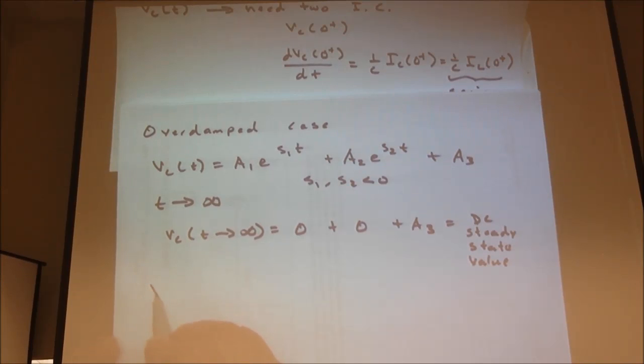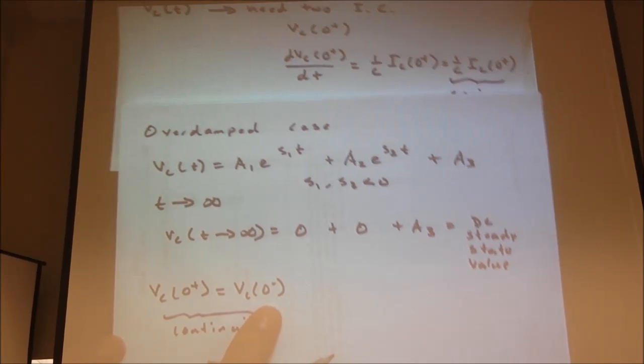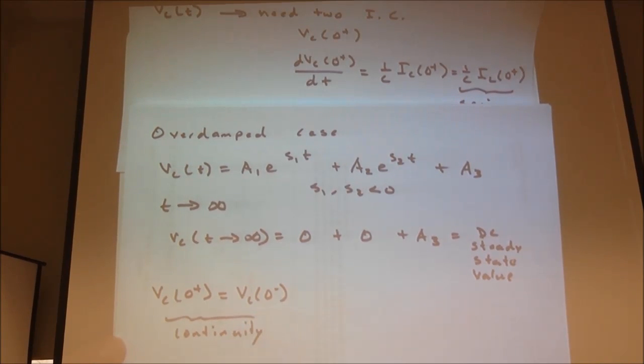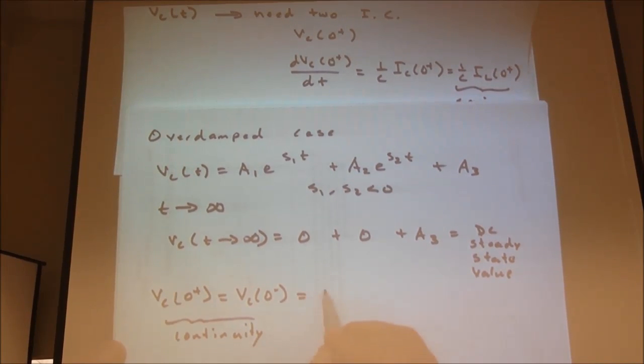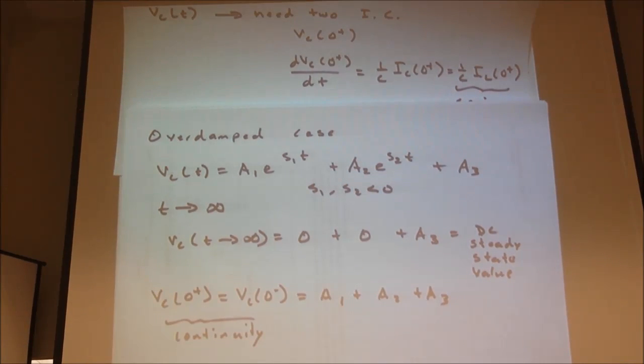VC(0+) equals VC(0-). That's the continuity. So you do need to know what the initial condition is, of course. If we have a step function source, this is 0. Nothing turns on. But what does that mean? A1 plus A2 plus A3. Right? Just substituting t equals 0 in there. No problem.